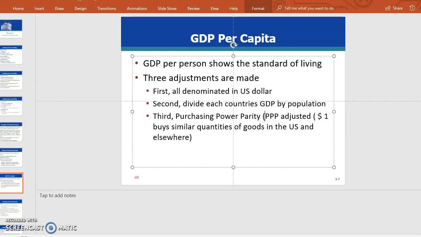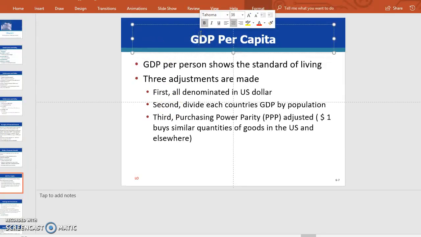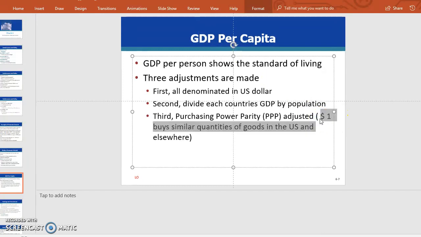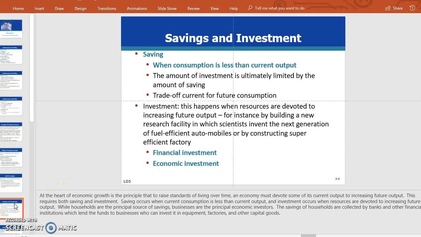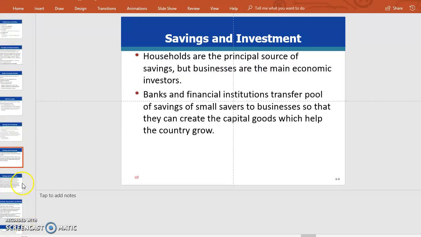So what does that mean? It means that it is a fact that one US dollar will buy different amounts of goods and services in different countries of the world. So if you want to use GDP per capita to compare the standard of living of different countries around the world, we need to take care of these differences in purchasing power of the dollar across these countries. And this is why purchasing power parity adjustments are made.